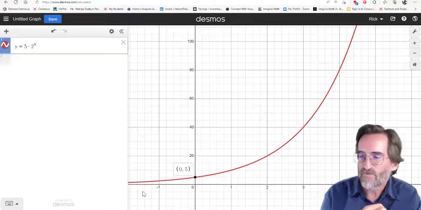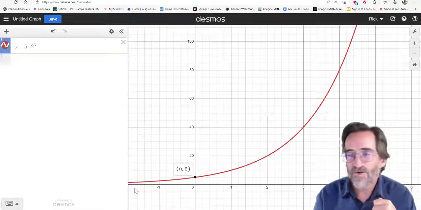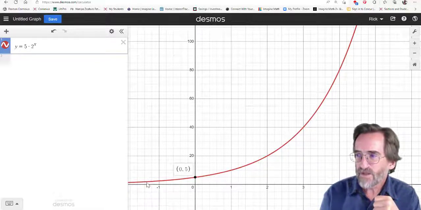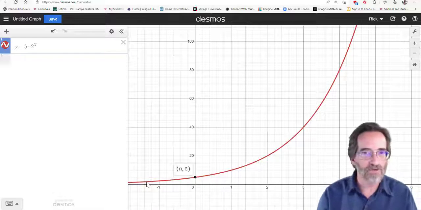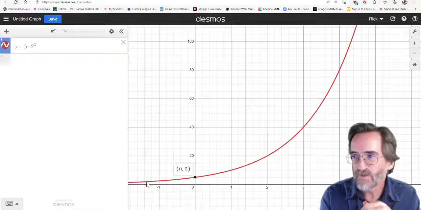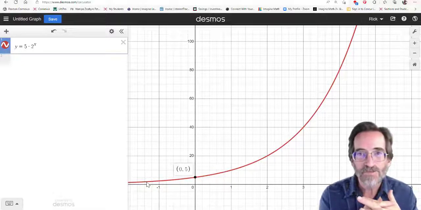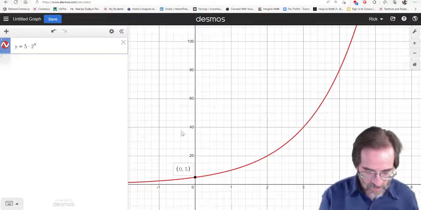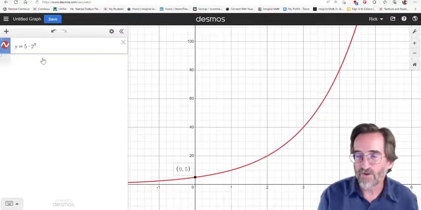Half of 2.5 is 1.25, right? So that pattern will continue. And if we go halfway towards zero, we'll always tend towards zero and never quite get there. So it behaves asymptotically. This is the hallmark of an exponential function. Okay. So a couple of things that we want to be able to do with an exponential function.